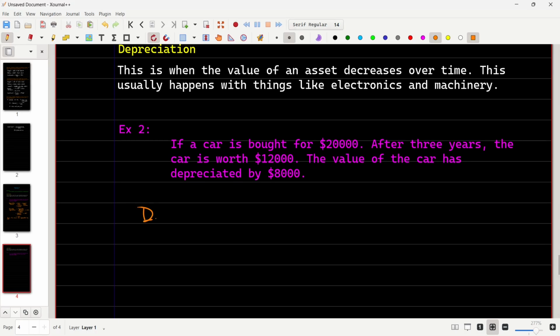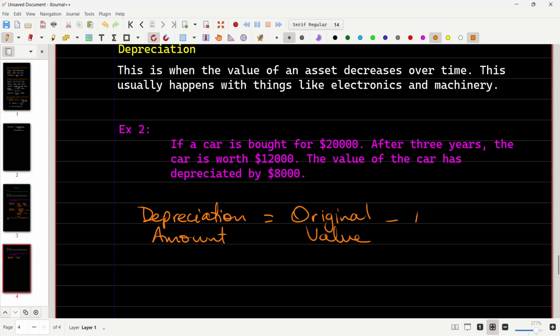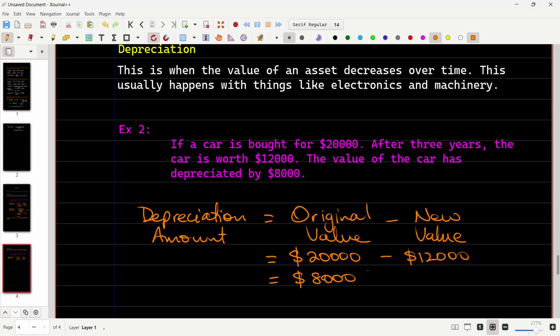So depreciation amount would be equal to the original value minus the new value. All right, and that would be, in this case, your 20,000 minus your 12,000, and that is how you get your 8,000. Now, your percentage depreciation follows the same principles.